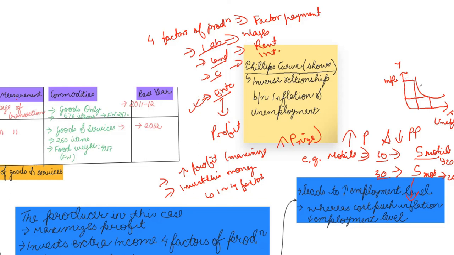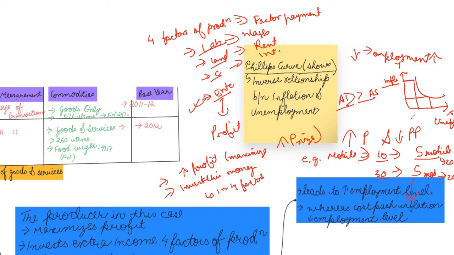The unemployment level goes down because more and more people are getting employment in this scenario, because aggregate demand is higher than aggregate supply. And in this case, when inflation is happening because of this reason, there is a fall in unemployment. Or when there is higher inflation, there is a fall in unemployment. That means unemployment levels are less.